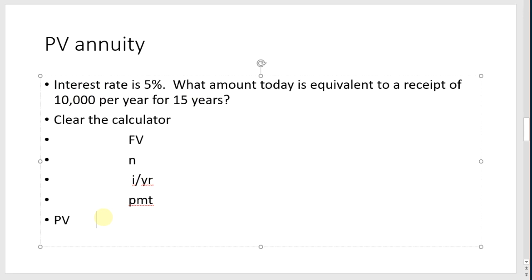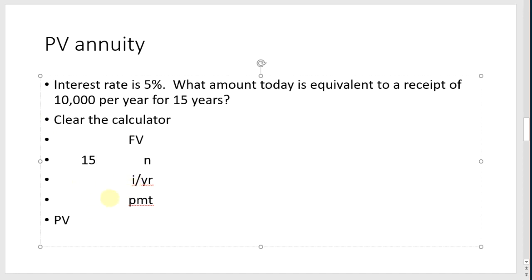So clear your calculator. And there is no future value here because there is only a payment. So make sure you don't put any number in for future value. Because we cleared the calculator, I'm just going to leave this empty. We know we're talking 15 compounding periods or 15 payments. So put in 15, hit N.